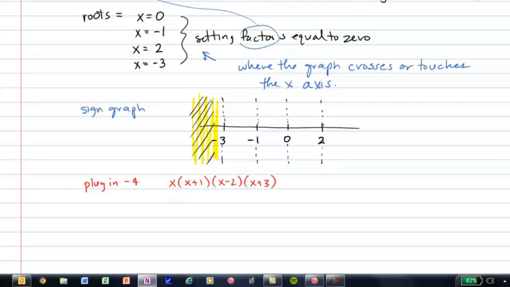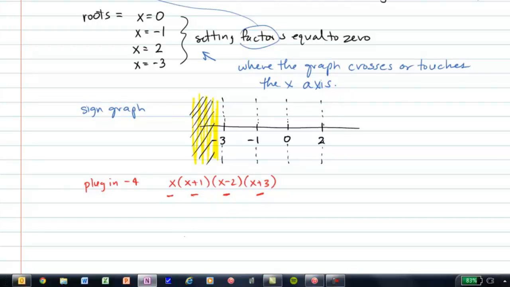Okay, if I put in -4 for x, that's a negative. If I put in -4 for x plus 1, well, that would give me -3, so that's still negative. If I put in -4 for x minus 2, that would give me -6, so that's still negative. If I put in -4 for x plus 3, that would give me -1, so that's still negative.